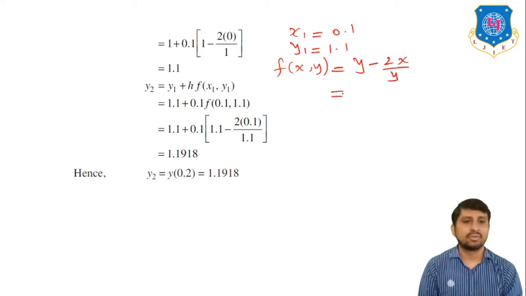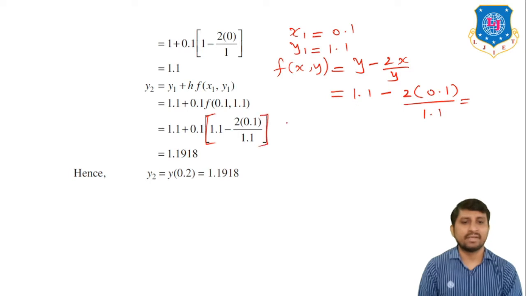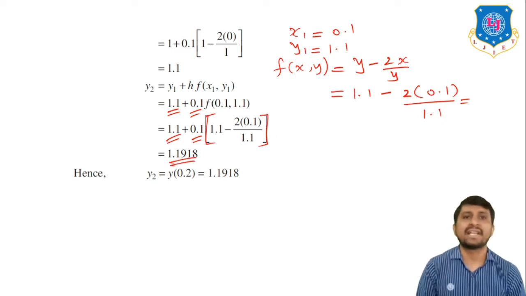So put all these values here: 1.1 minus 2 into 0.1 upon 1.1. Calculate all this in your calculator. This bracket is nothing but 1.1 minus 0.2 upon 1.1. And y1 you already found, that is 1.1. H is 0.1. So 1.1 plus 0.1 into this term, and the final answer is 1.1918.